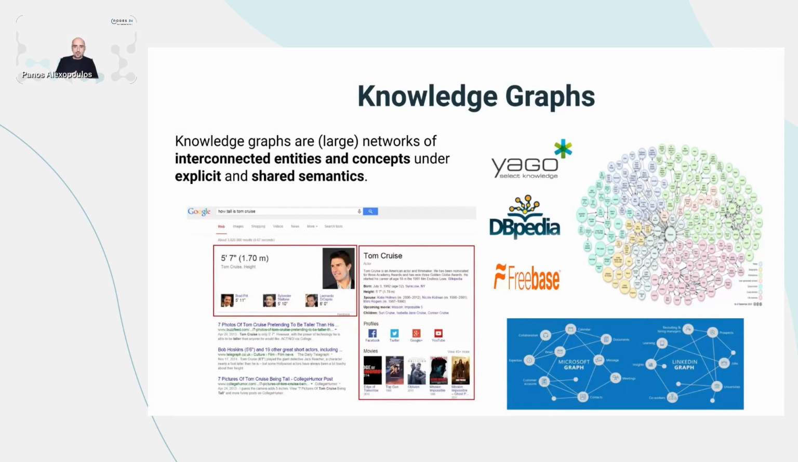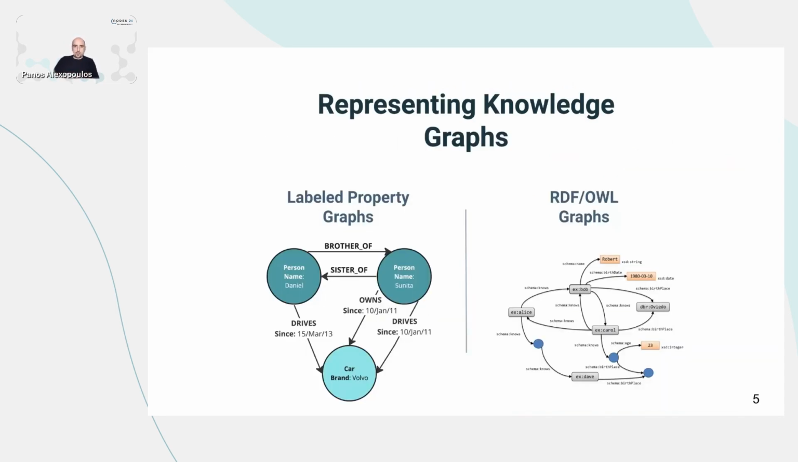We can say that the knowledge graph is practically a large network of interconnected entities and concepts under explicit semantics. And when it comes to building and representing knowledge graphs, there are two currently prevailing paradigms, two currently prevailing representation languages. The first and newer one is the label property graph model. This is a representation language that Neo4j supports and implements, and it's quite flexible, as we will see, and quite easy to follow.